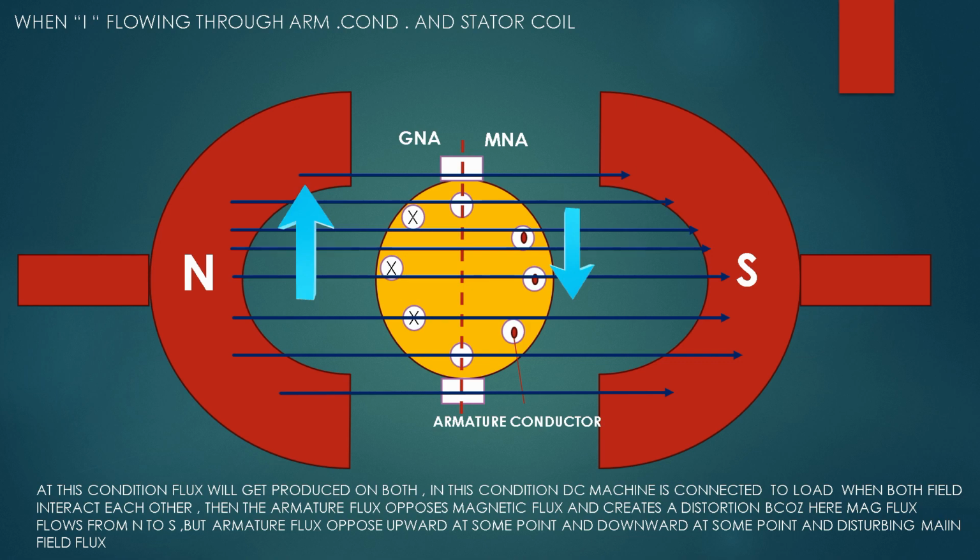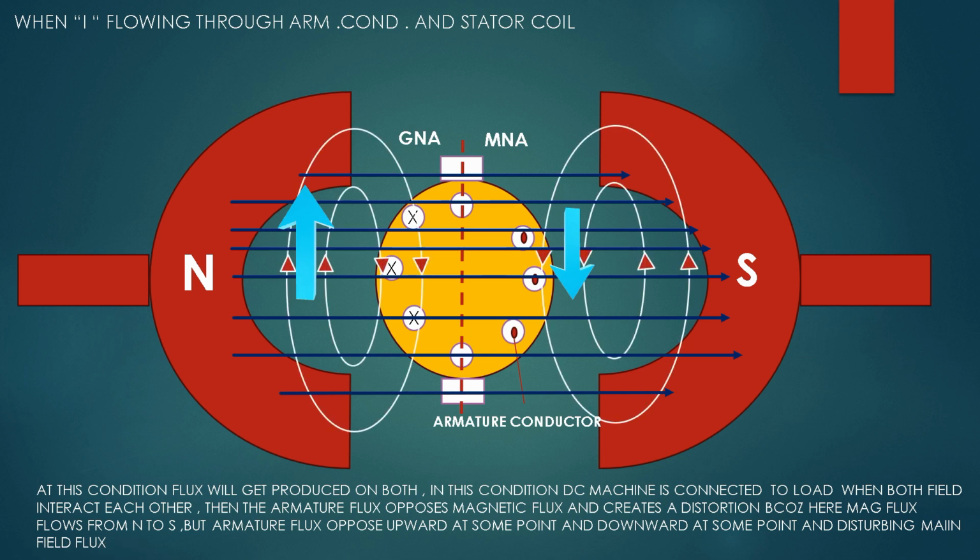Here the current is flowing through both the main field, which is the stator, and the armature conductor. At this condition the flux will be produced in both: the main field flux is produced and flux is also produced around this armature. And in this condition the DC machine is connected to the load. So now both fields will interact with each other. As you can see, this is the main field flux and this is the armature field flux. Both will interact with each other.